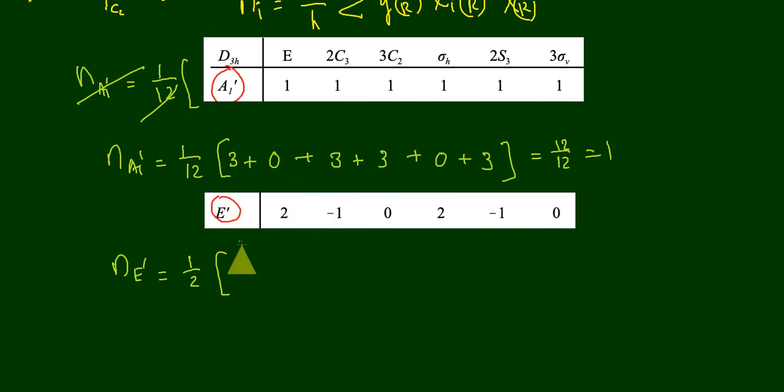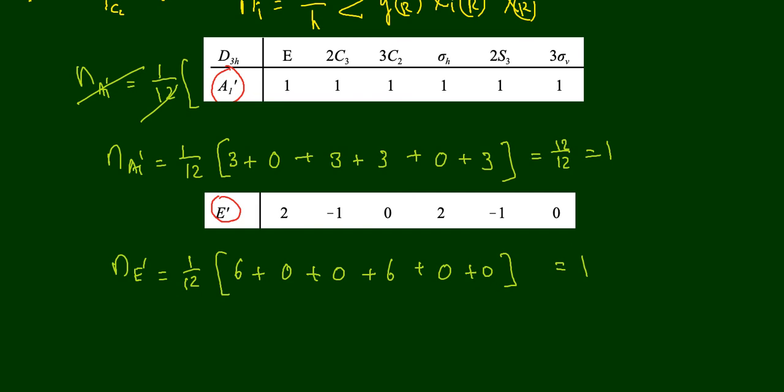So I can do it very fast. So you will see this. 3 into 2, that is equal to 6, plus 0 plus 0 plus then 2 into 3 into 2, that is equal to 6, plus 0 plus 0. That is 6 plus 6, 12. 12 divided by 12, that is equal to 1.